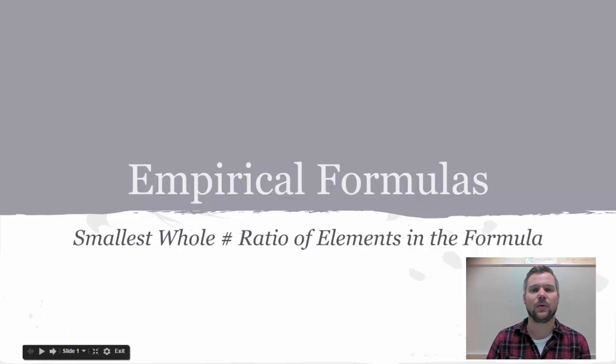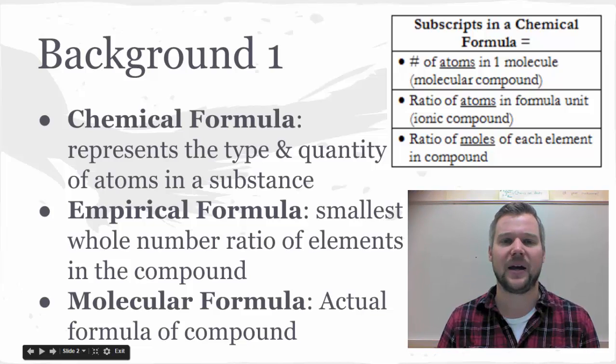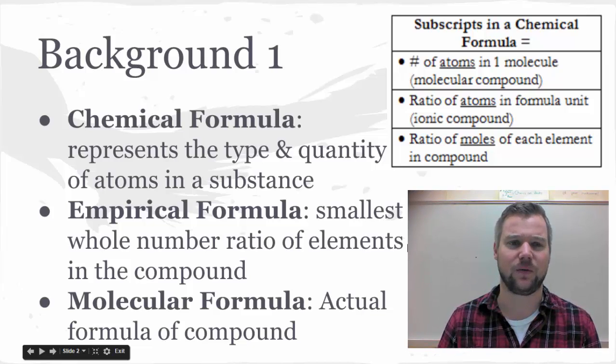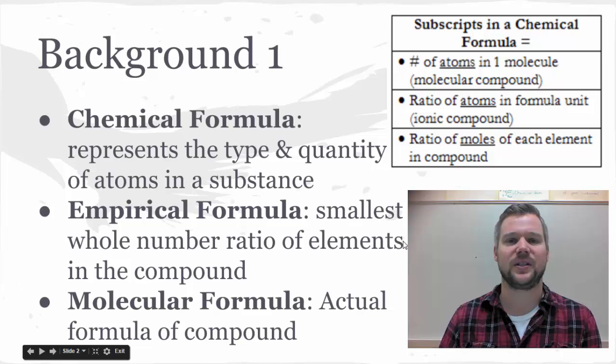All right, welcome back. Today we're going to look at empirical formulas, which are the smallest whole number ratio of elements in the formula of a compound. So some background information here. First, a chemical formula. We need to know that that's a representation of the different types and quantities of the atoms inside of a substance.